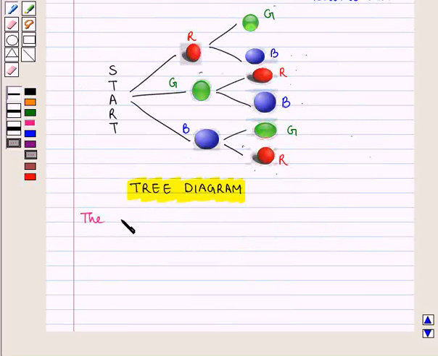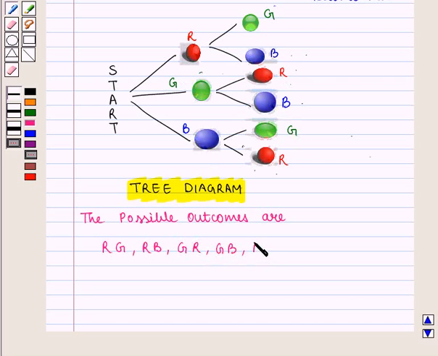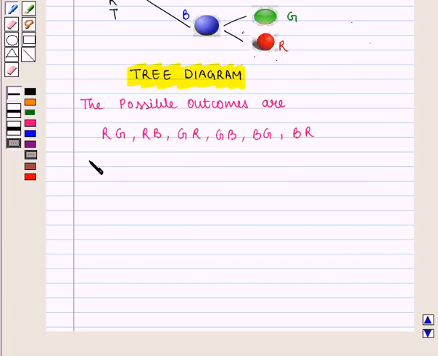Therefore, the possible outcomes are RG, that is red and green ball, RB, that is red and blue ball, GR, that is green and red ball, GB, that is a green and a blue ball, BG, that is a blue and a green ball, or BR, that is a blue and a red ball. So, the number of possible outcomes is given by 6.